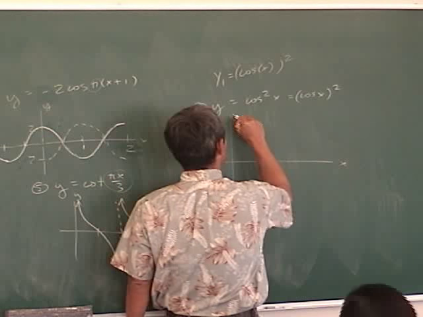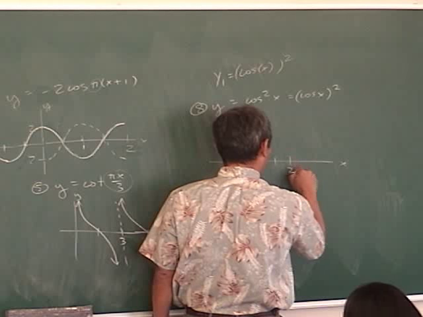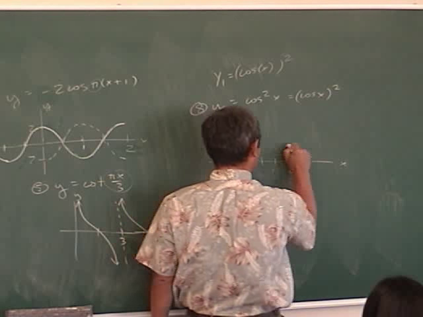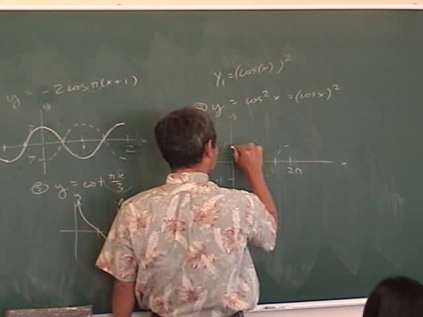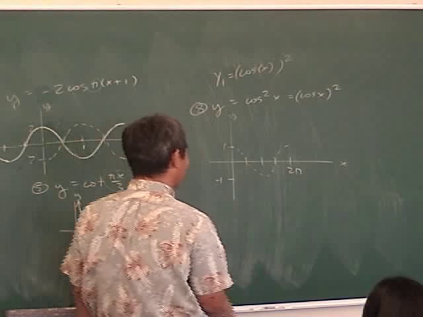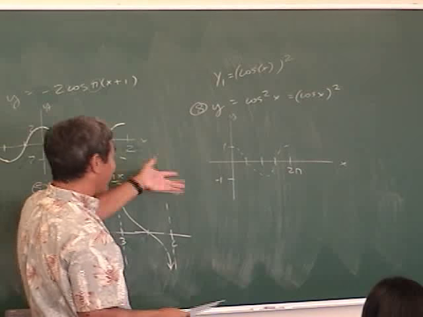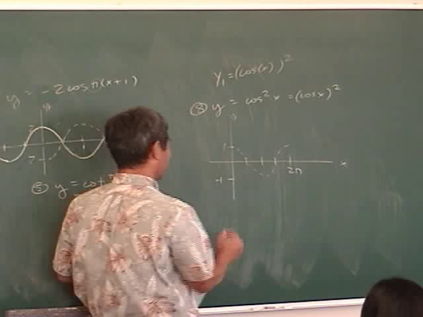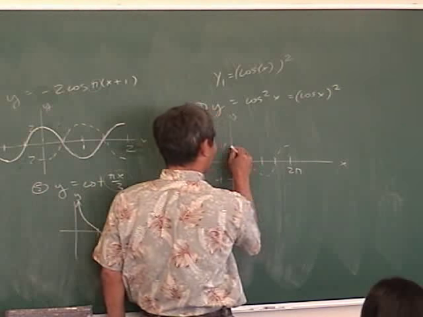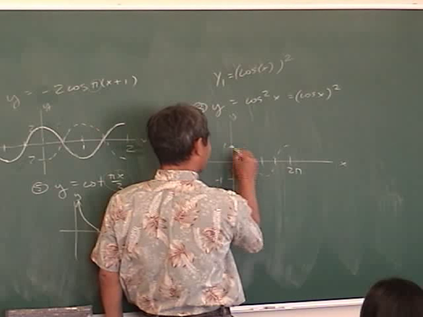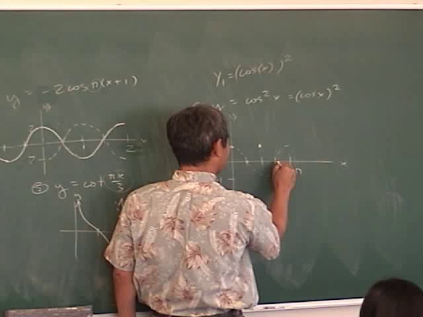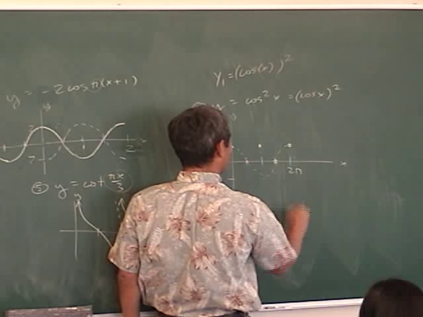Your base graph is cosine, so 1, 2, 3, 4. Woo! 1, -1. So cosine looks like this. Yeah, that's better. So all you have to do is square every y coordinate on this graph. Every y coordinate gets squared. Okay, so here, what's the y coordinate here? 1. What's 1 squared? 1. 0 squared. -1 squared. 1. 0 squared. 0. 1 squared.